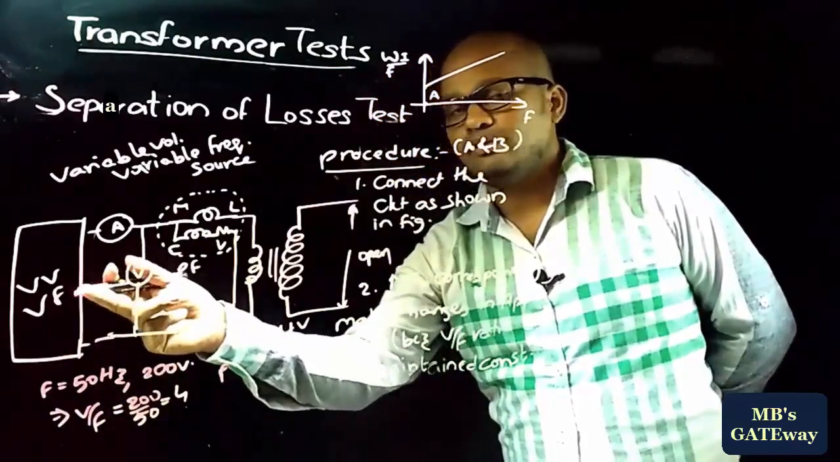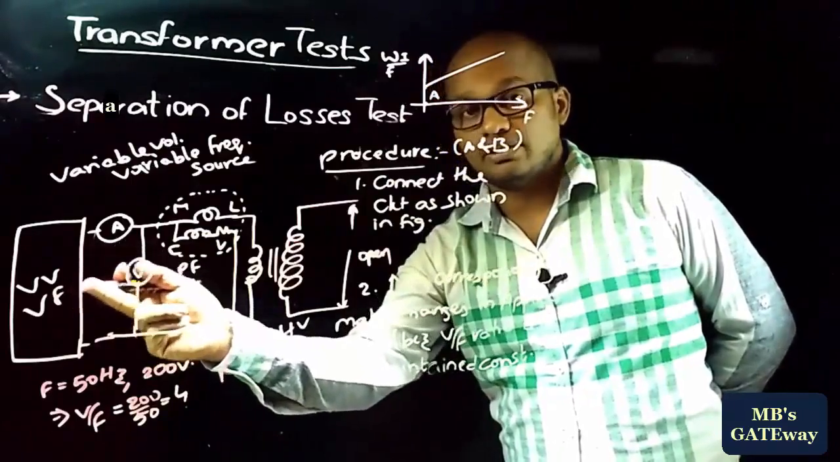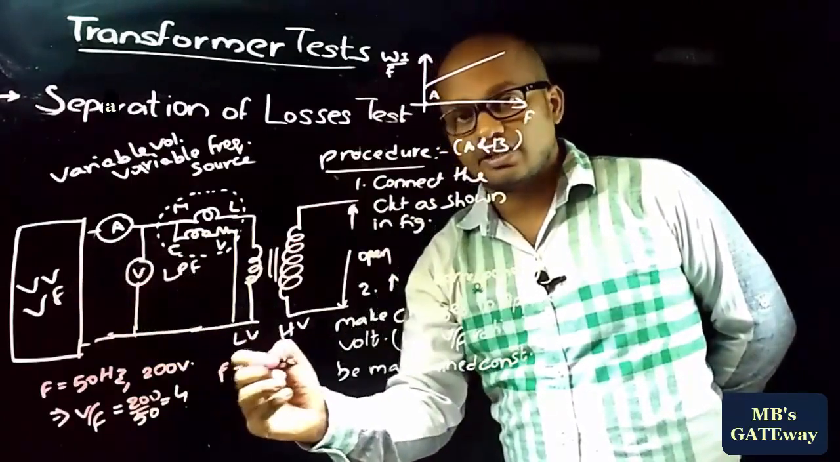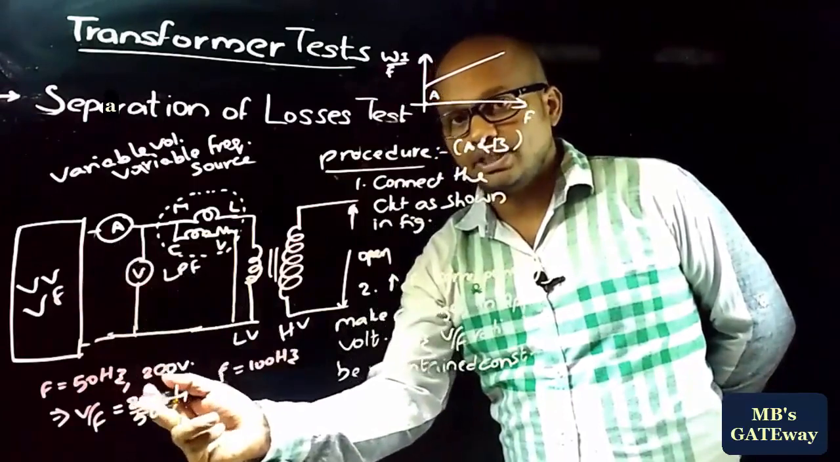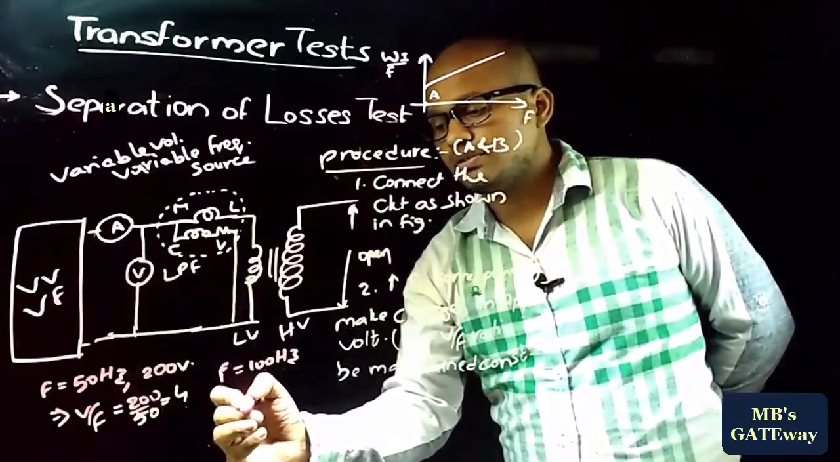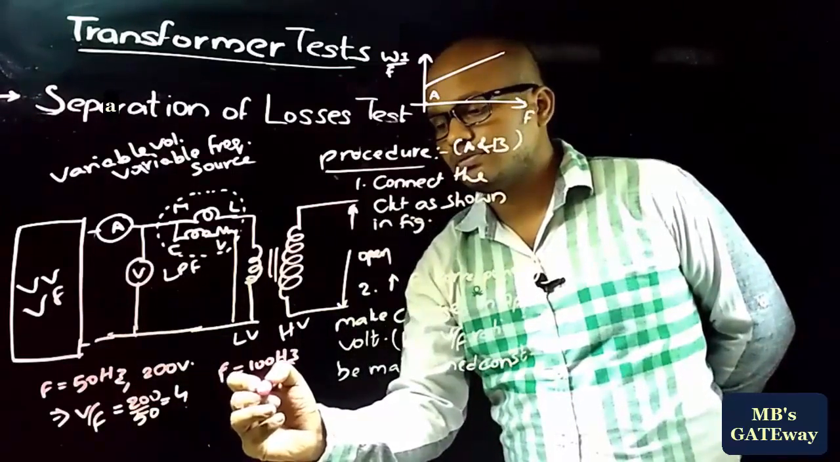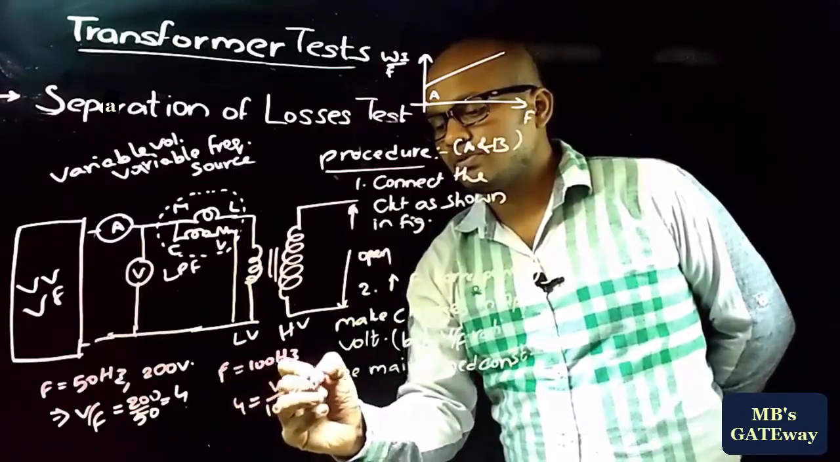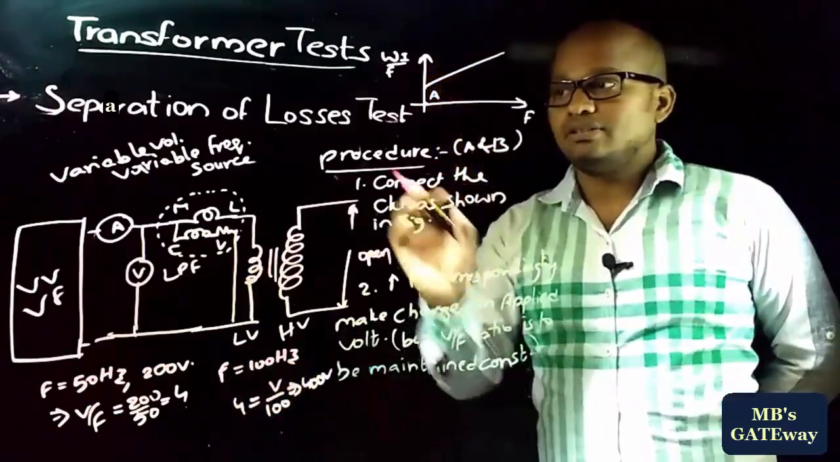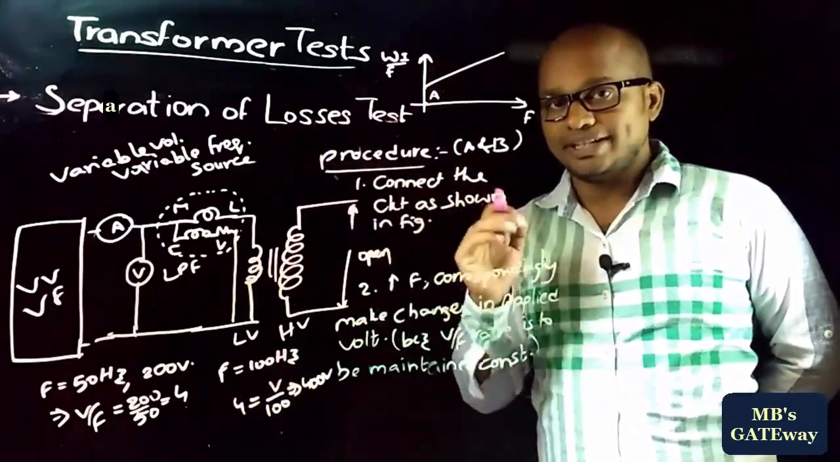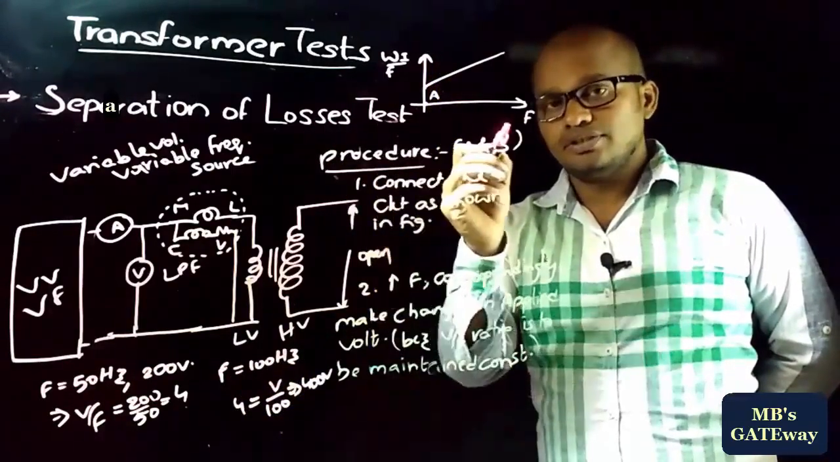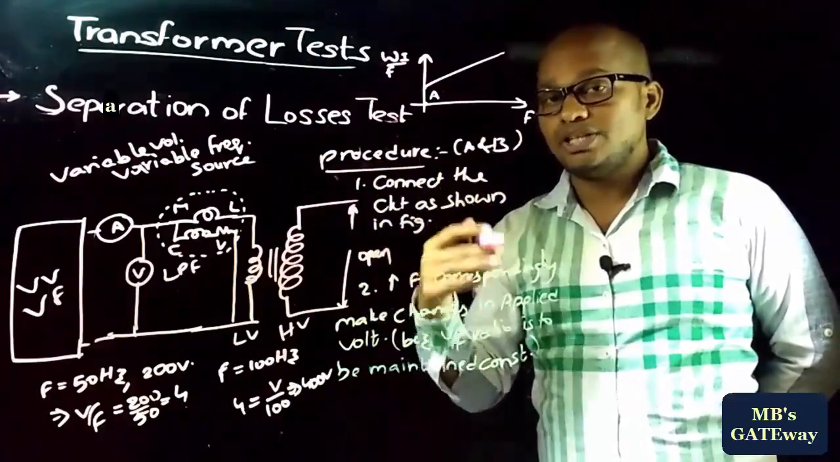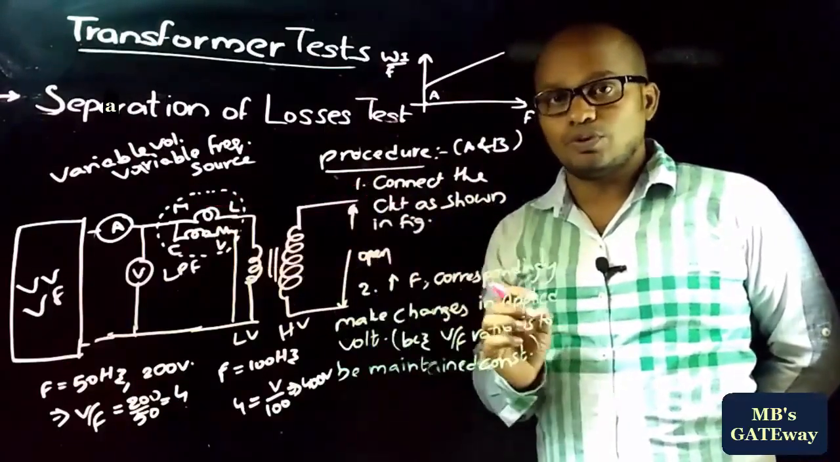Now by varying the frequency from the variable voltage and variable frequency source, if 100 Hz is applied, then to maintain V by F ratio constant, the V needed to be applied is 400 volts. As in this test, V by F ratio is to be maintained constant, with increase in frequency, we must make corresponding change in the input applied voltage.